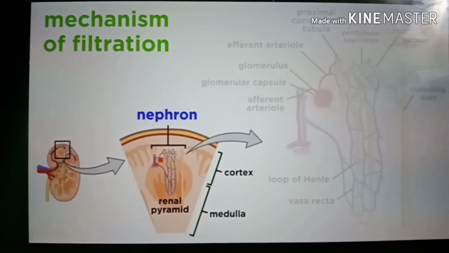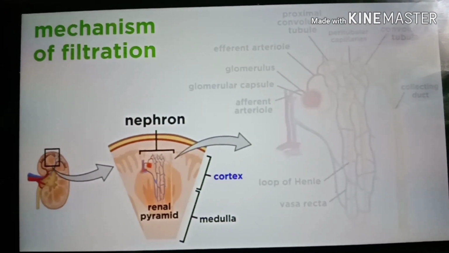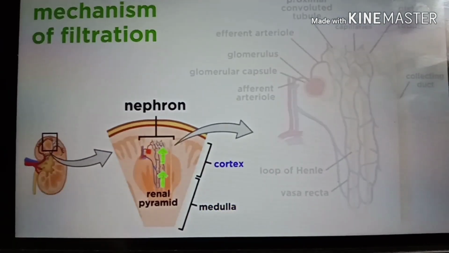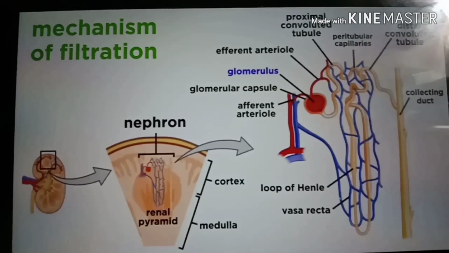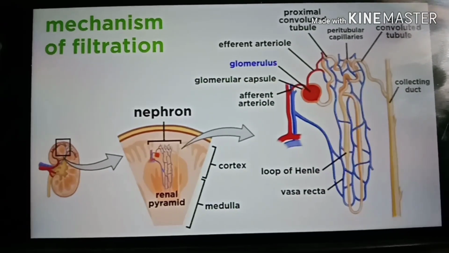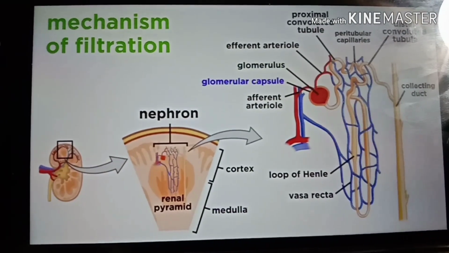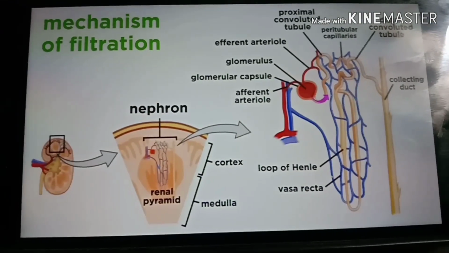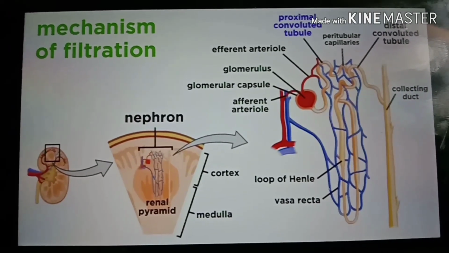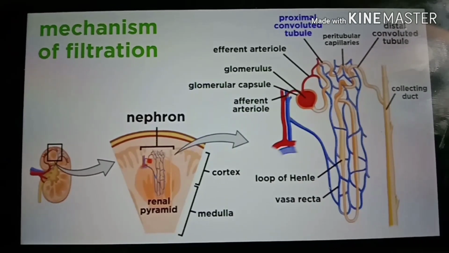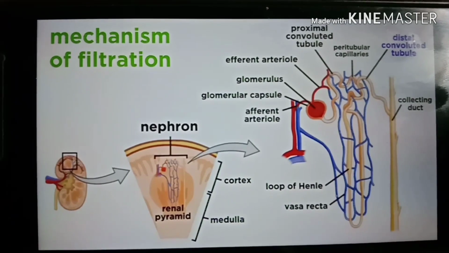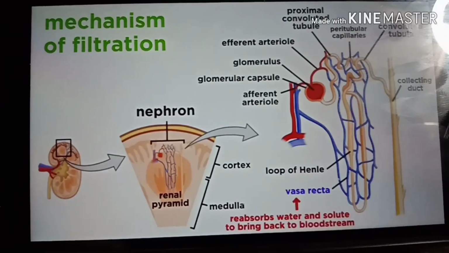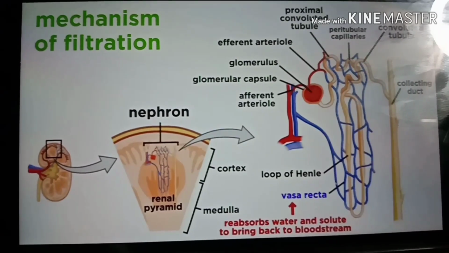Filtration occurs in tiny units called nephrons, which consist of a renal corpuscle in the renal cortex, a renal tubule that extends down into the medulla and then back to the cortex. The corpuscle contains a bunch of capillaries called the glomerulus. It's in the glomerular capsule. Fluid moves from the bloodstream into the capsule to the renal tubule. This tubule has three sections: the proximal convoluted tubule, loop of Henle, and a distal convoluted tubule. Filtrate will pass through all of these, being processed, absorbing water and solutes to bring back to the bloodstream.